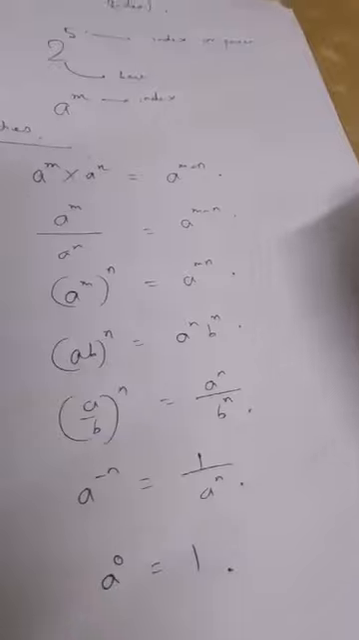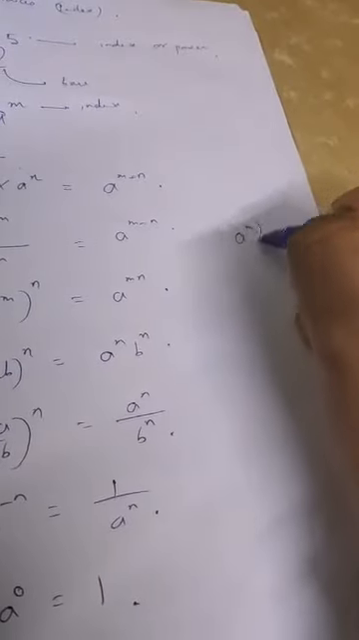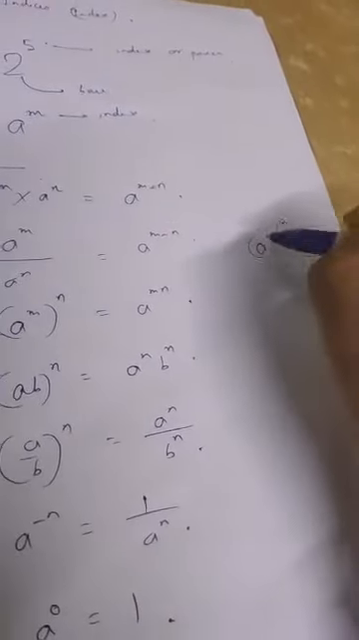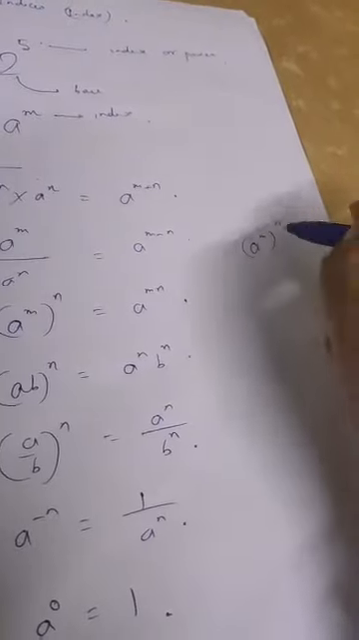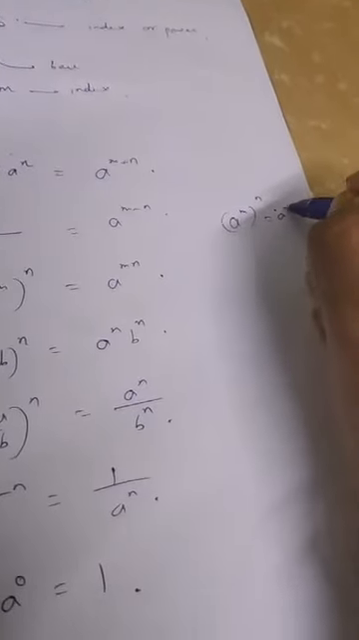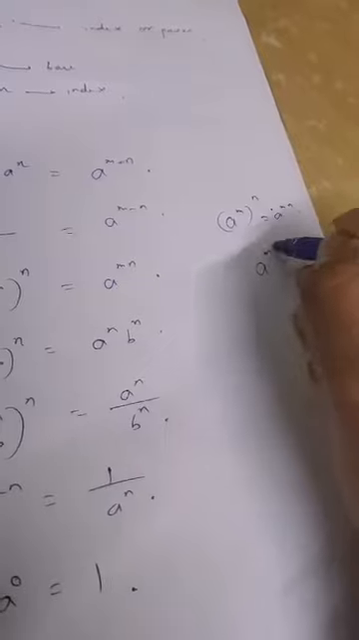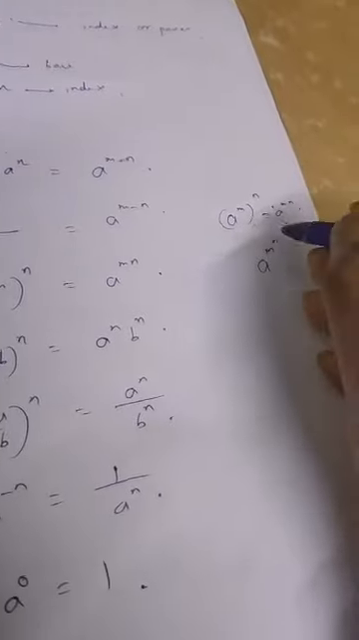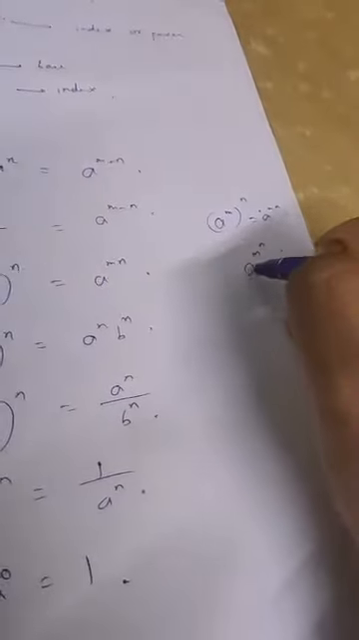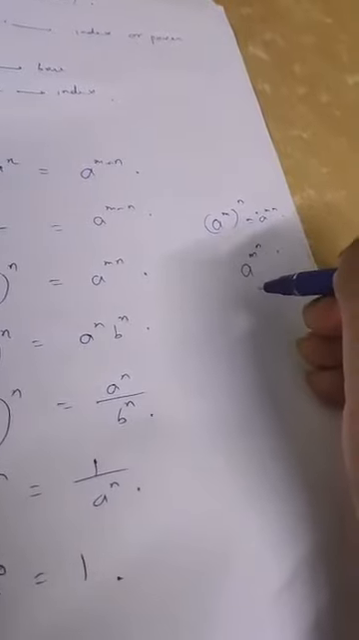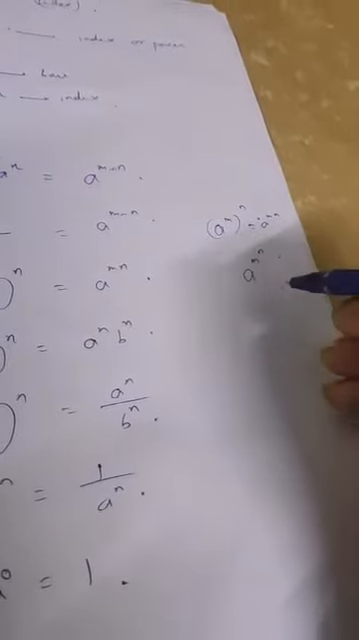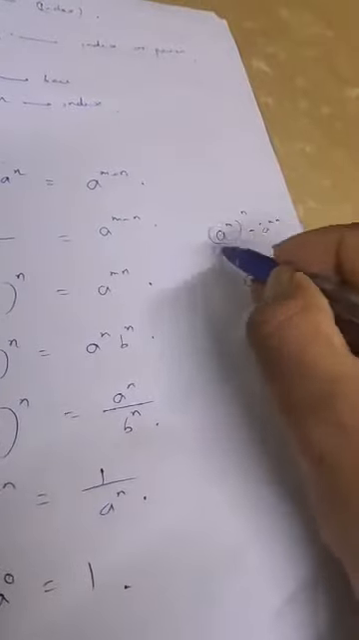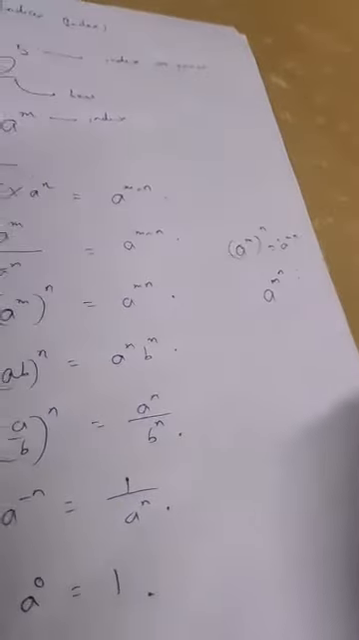Now there is a difference between these two. This is a to the power m whole thing to the power n, means a to the power m, whose power is n. So we can write a to the power m into n. But if we write like this, a to the power m to the power n, that means what? The power of a is m to the power n. And this is the power of a to the power m is n. There is a difference. Okay.